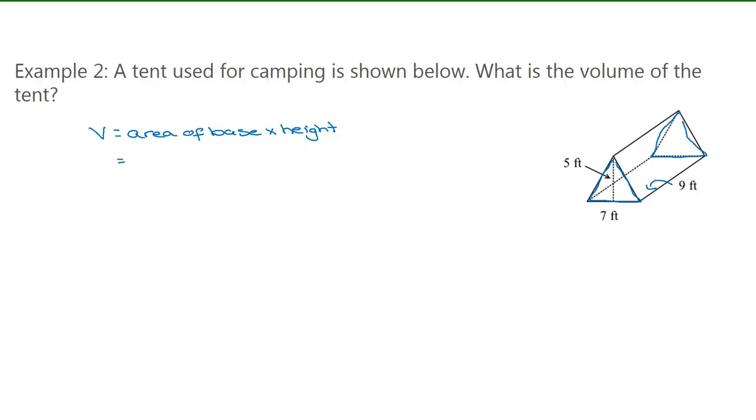So now we know the formula for area of a triangle is base times height divided by 2. This is the base and this is the height. So let's say 7 times 5 divided by 2. And now we multiply that by the height, which is 9. Now you can put that in your calculator and get 157.5. And the units are going to be feet cubed, so cubic feet.